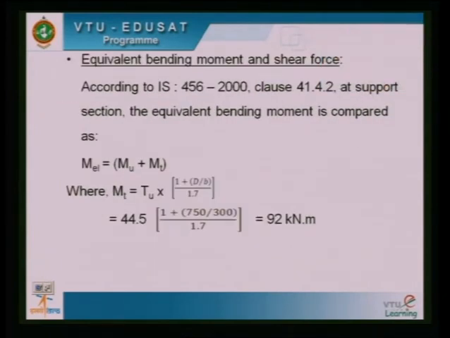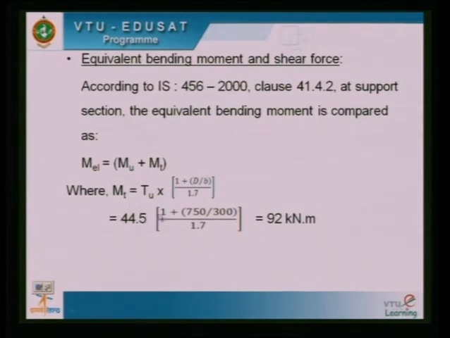So we have now calculated the torsional moment TU and the bending moment MU. But whenever you are dealing with bending moment design in L beams, you have to design this L beam for an equivalent bending moment, which is given by the formula ME1 equal to MU plus MT. Where did I get this? I got this from clause 41.4.2 of the code, where it clearly mentions that ME1 is nothing but equal to MU plus MT. What is this MT? That is the moment that develops at the support because of the torsional moment TU. That is again given in the formula.